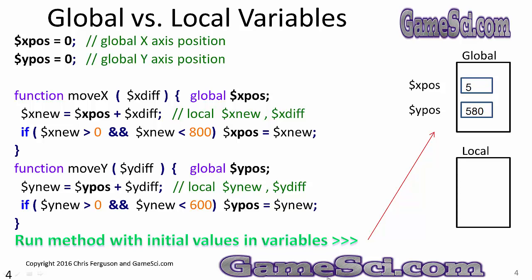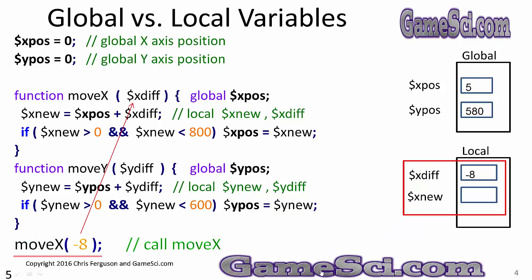So let's run the methods with some initial values in the variables. We're going to be running moveX, and at the time that moveX runs, we're going to have an x position of 5 and a y position of 580. So somebody has updated that code, right? As your character moves around the screen, x and y position are moving all over the place. They're constantly changing. So at the time we called moveX, that's what was in those values.